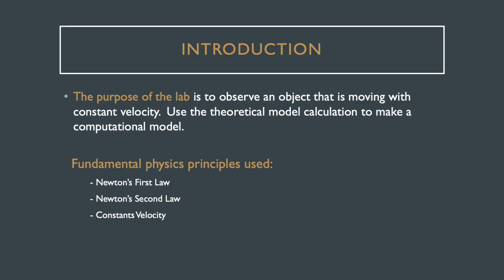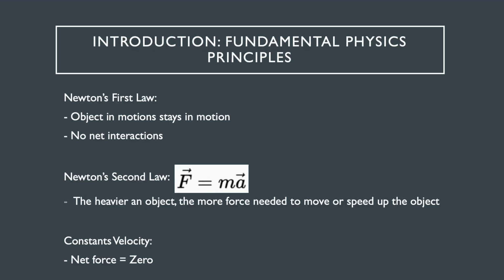So the purpose of this lab is to observe an object that is moving with a constant velocity, and the idea of a constant velocity is also known as having no net force or change in direction. And we're going to use this to create a computational model from our results. And the three fundamental physics principles we used are Newton's first law, Newton's second law, and constant velocity.